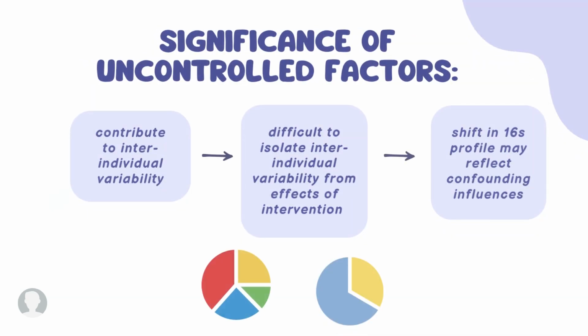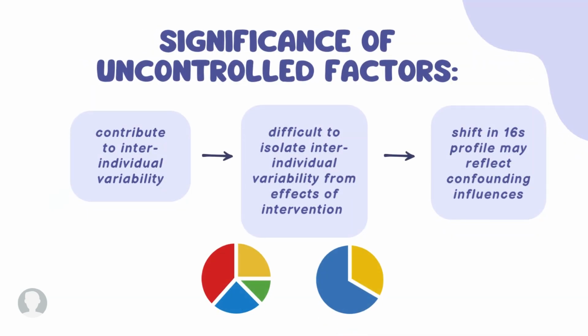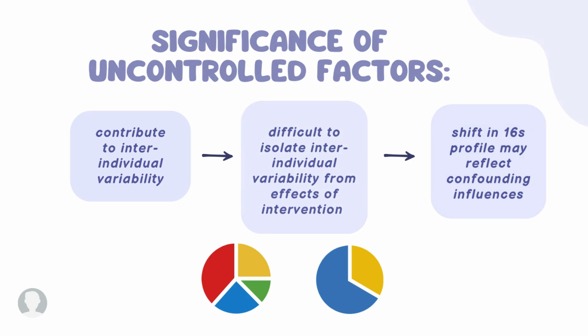The significance of these uncontrolled factors is that they introduce substantial inter-individual variability. This means that any observed changes in the 16S microbial profiles could result not only from our intervention, but also from background differences in participants' diets and lifestyles. As a result, there's a risk of drawing false correlations, which reduces the validity and reliability of our findings.